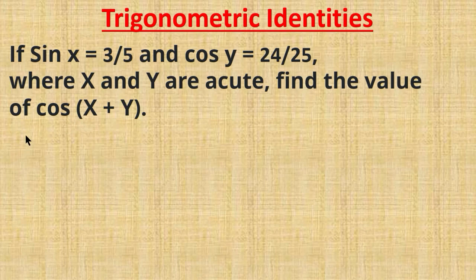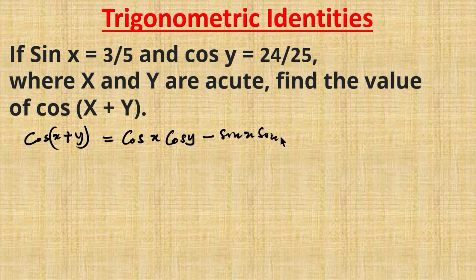Now let's say it this way. From basic trigonometric identities, we know that cos(x + y) is given as cos x cos y minus sine x sine y. Now, having established this, the next thing is to find the values of both sine y and cos x.